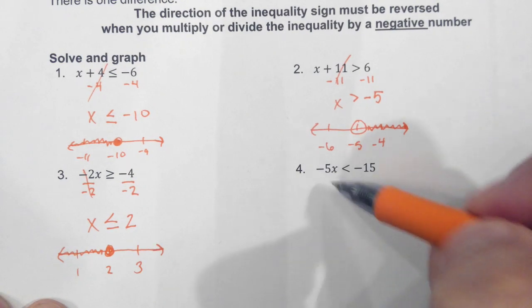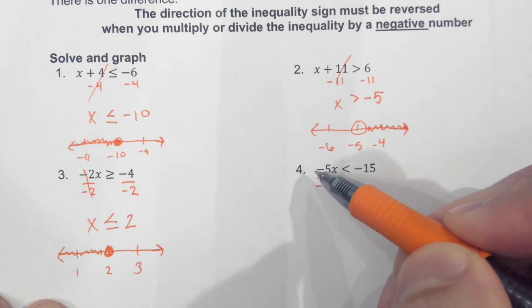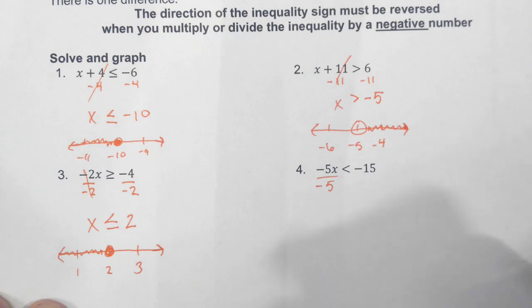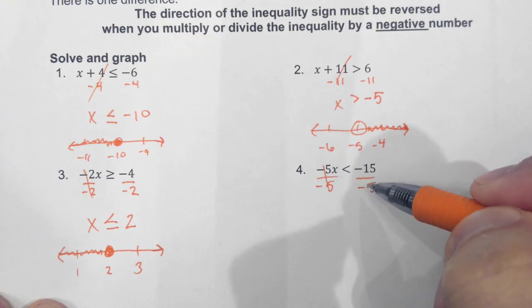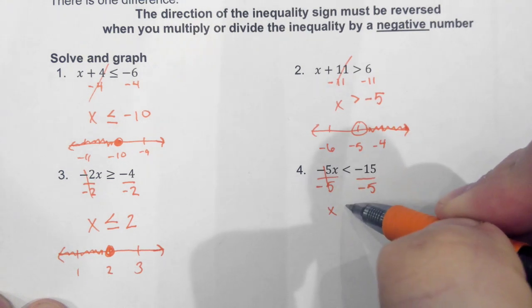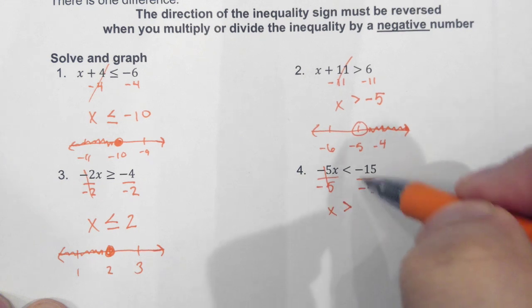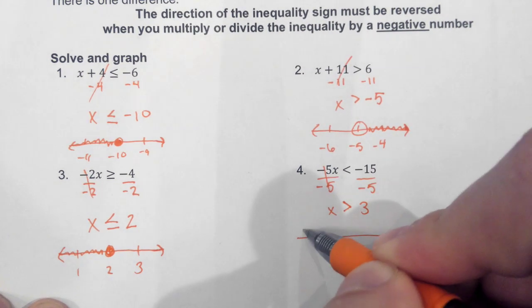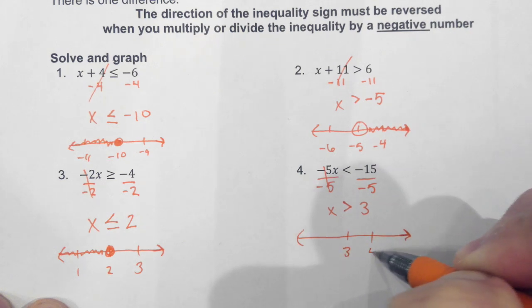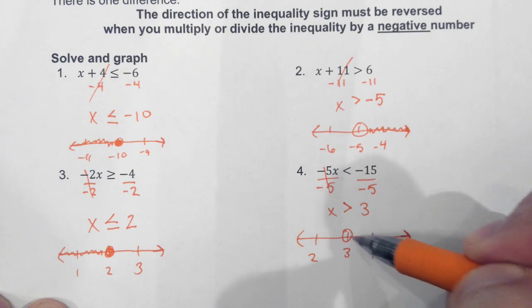And then 4, again, how do I get x by itself? You would divide by negative 5 because that negative 5 is multiplying. The opposite is to divide. Divide the right side by negative 5. So if I divide by a negative number, I have to flip my inequality. And 2 negatives again make a positive. 15 divided by 5 is 3. 3 would go in the middle, 4 and 2 to either side. This is an open circle, shaded to the right.